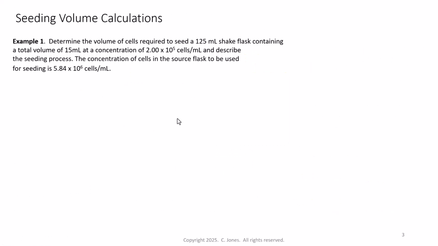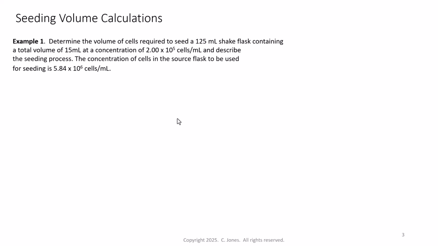Example 1. Determine the volume of cells required to seed a 125 ml shake flask containing a total volume of 15 ml at a concentration of 2.00 times 10 to the 5th cells per ml, and describe the seeding process. The concentration of cells in the source flask is 5.84 times 10 to the 6th cells per ml.